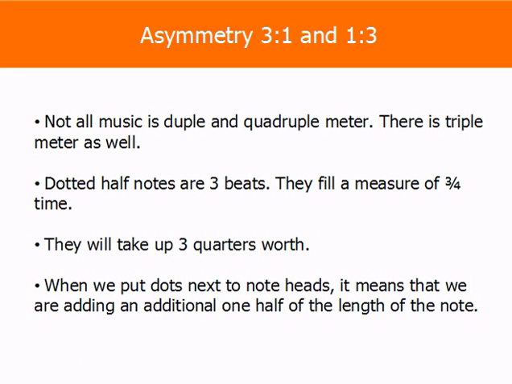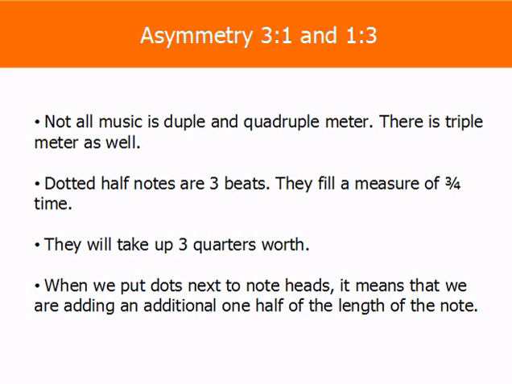But not all music is duple and quadruple meter. So far what we've seen is either duple or quadruple within common time. There is triple meter. We can have triple meter. Dotted half notes are 3 beats. They fill a measure of 3/4 time. They will take up 3/4 worth.